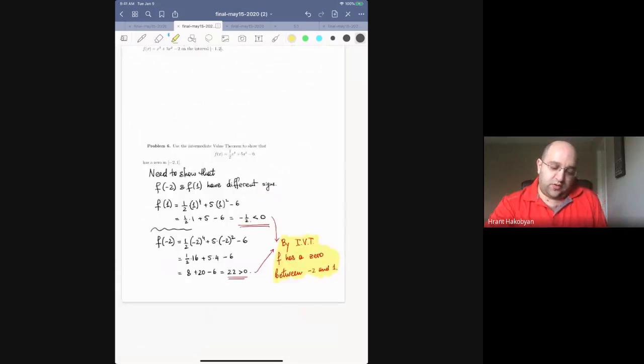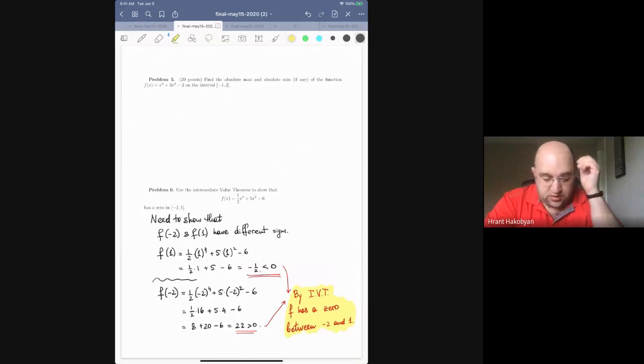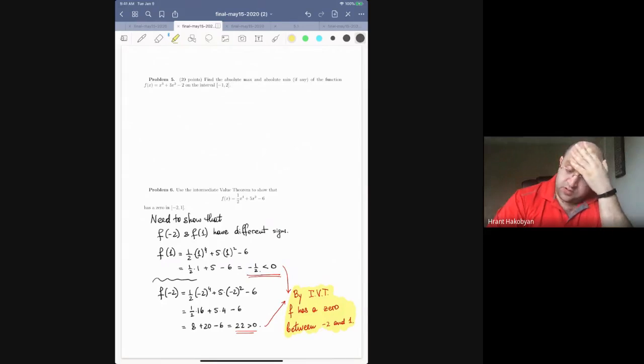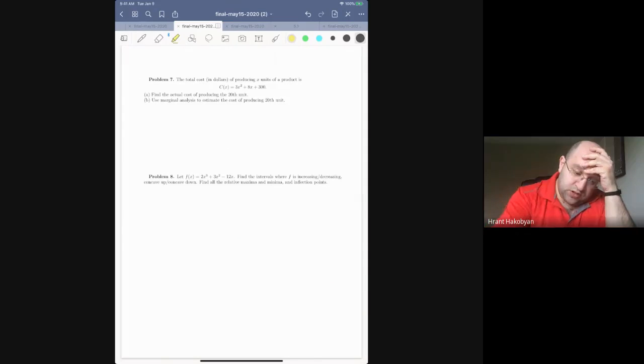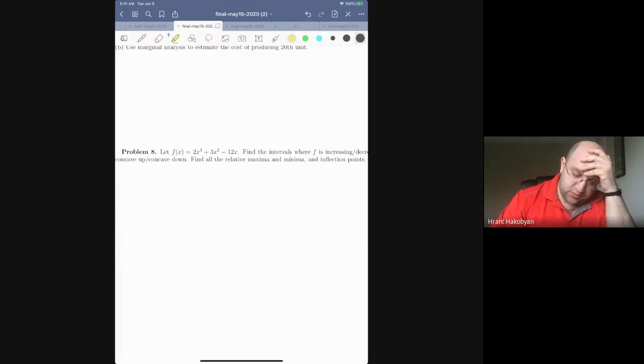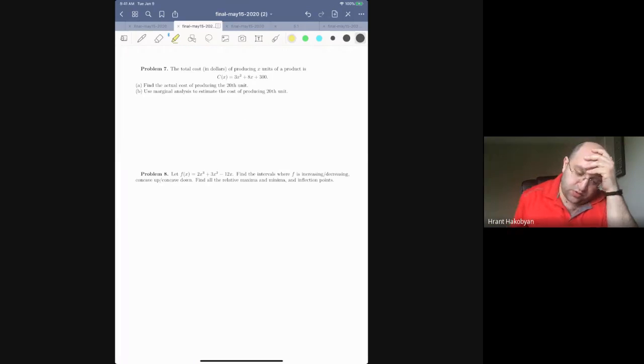So that's all you have to do. Because the function is continuous, we have that the function has to have a 0 between -2 and 1. Are there any questions about this? It's a very easy problem. Okay, so next problem.